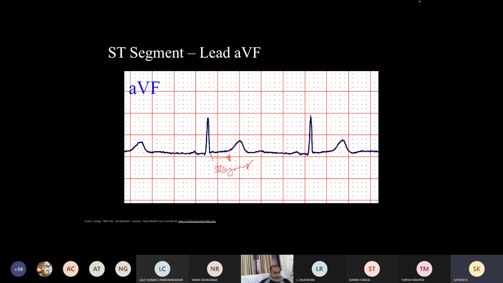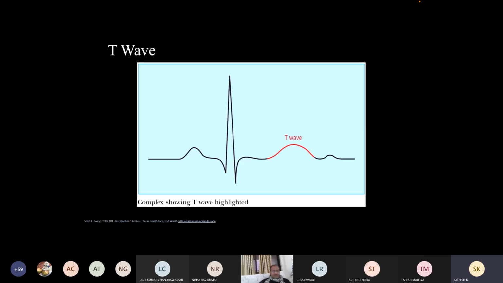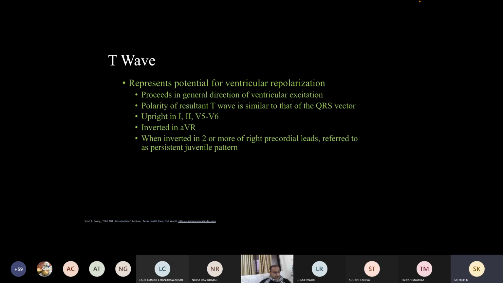So this is the T wave. The period after the ST segment and before the T wave denotes the ventricular repolarization. Ventricular repolarization proceeds in the direction of ventricular excitation. So if the QRS is positive, then the T wave is also positive. It is upright in leads 1, 2 and V5 to V6.